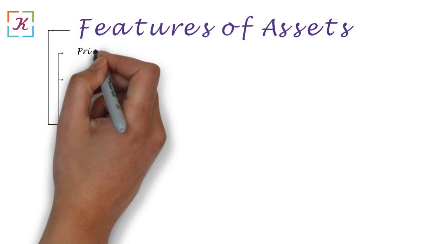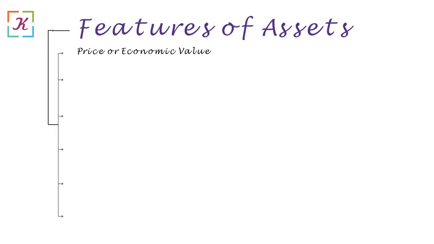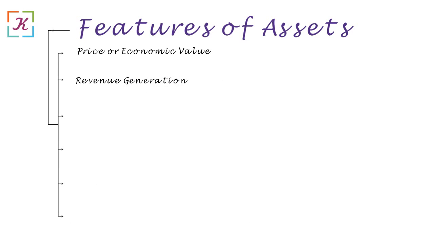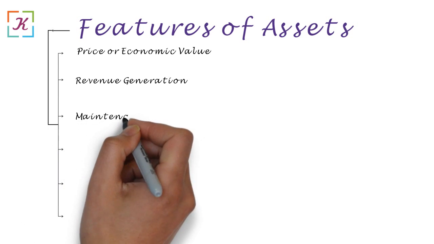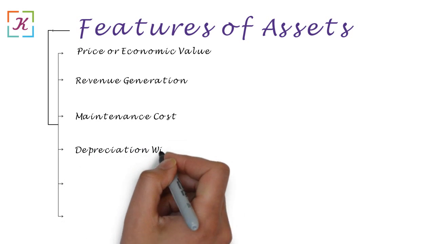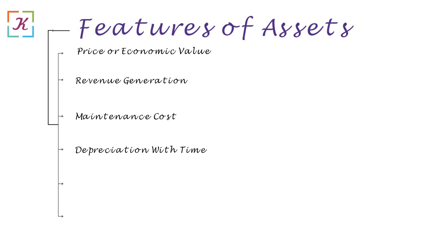Important features of an asset. The 6 important features of an asset are: price or economic value. An asset usually has a price or value in the market. Such price may be either paid or is to be payable. Generate revenue. An asset must have a capacity or potential to generate revenue. Maintenance cost. An asset usually has a maintenance or repair cost. Depreciation of an asset. An asset usually undergoes depreciation over a period of time.